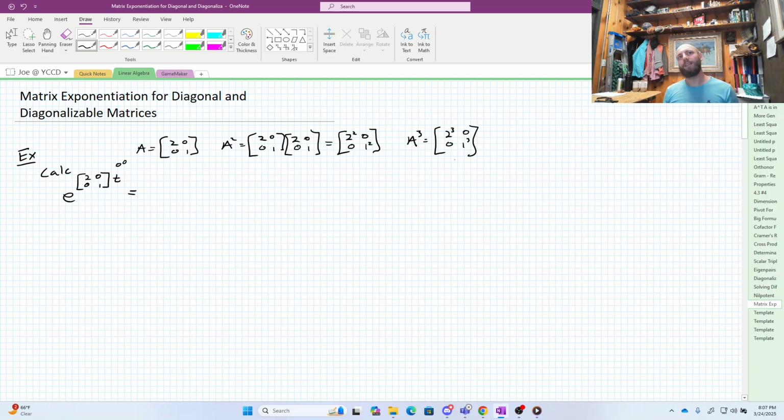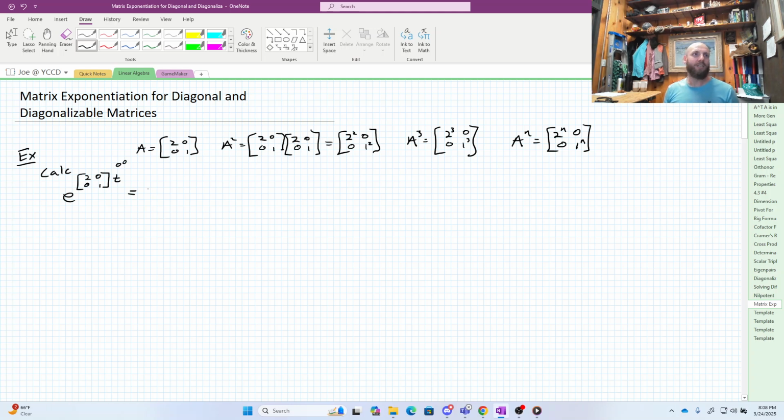This is kind of a cool fact: essentially A to the n for a diagonal matrix is going to be whatever the diagonal entries are to the nth power. Oops, that's not a 2, that's going to be a 1. Okay, so that gives me a formula that I can write out.